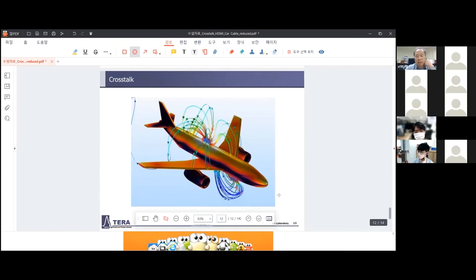This is another example of an airplane where we may have some antenna system in one place, and we may have some digital system in different locations of the plane. Then we're going to have field coupling between two different systems. This will be a huge consideration when you are designing the airplane system.